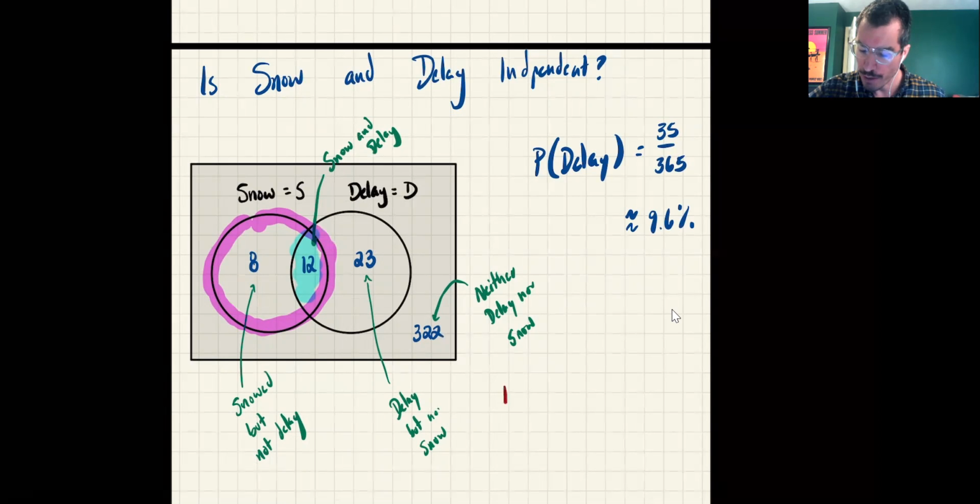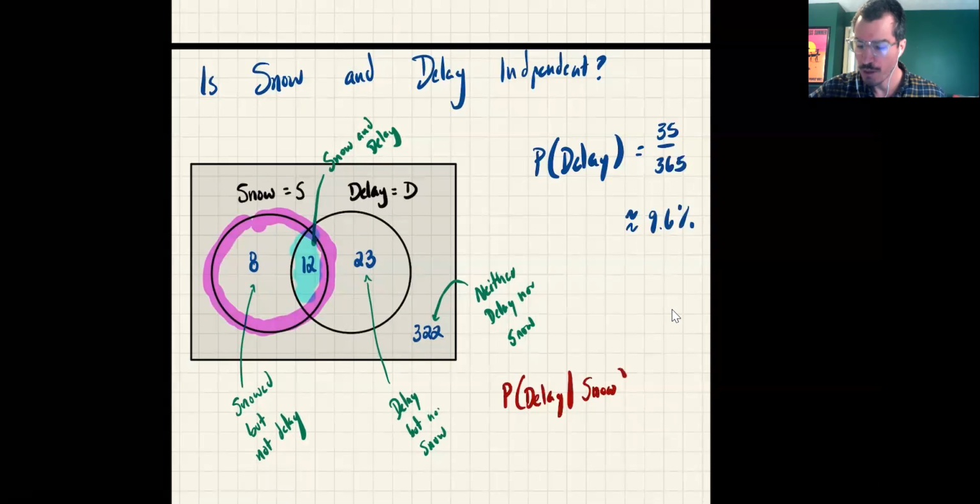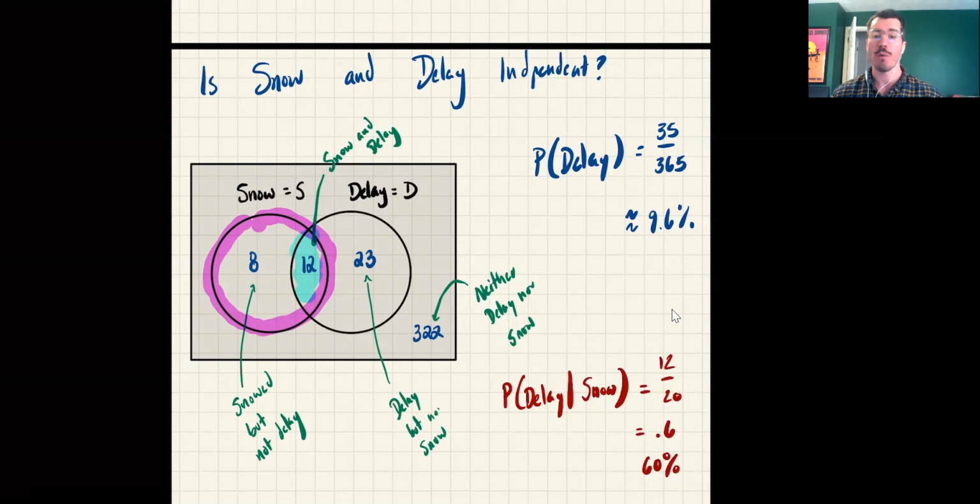But now let's take a look at the probability of a delay given that it's snowing. So you look outside one day and you see that it's snowing. What are the chances that your bus is going to be delayed? And in that case, we see that that happened 12 out of 20, or 0.6, 60% of the time. And all of a sudden, we start to see this relationship. Okay, we've seen that the probability of that delay has changed from, in general, you had a 9.6% chance of it being delayed. But now that you know that it's snowing, you had a 60% chance of it being delayed. And that creates a bit of a problem.